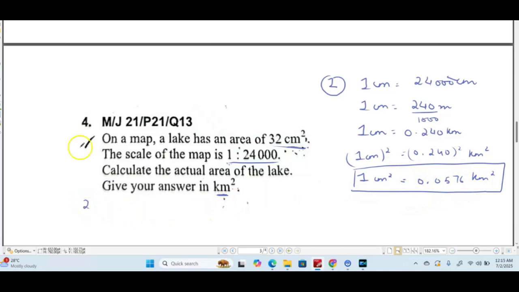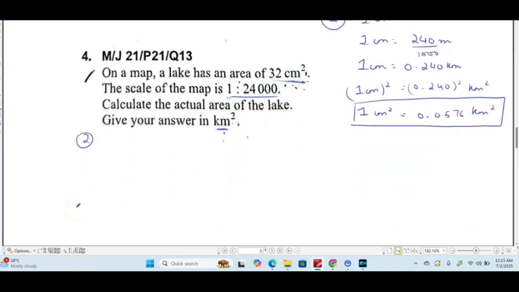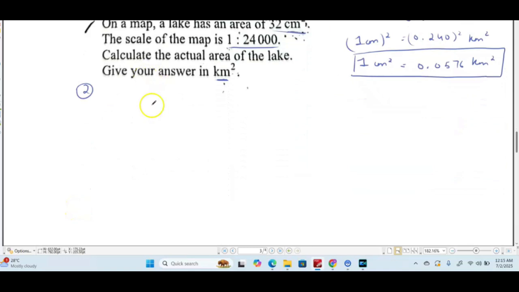Okay? So moving on to step 2, we will write map versus actual. Okay, ji? Writing our relationship, 1 centimeter square is equal to 0.0576 kilometer squares. Okay, ji? And on the map, the area of the lake is given to be 32 centimeter squares, and in order to find what 32 centimeter square is in reality, we need to cross multiply these values.